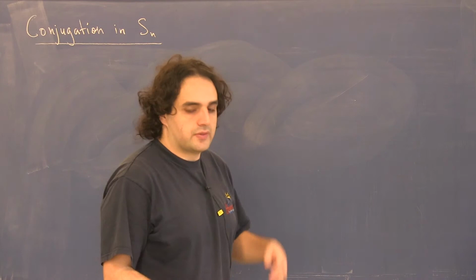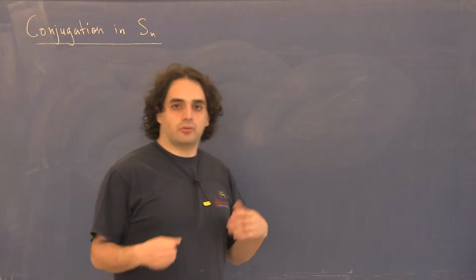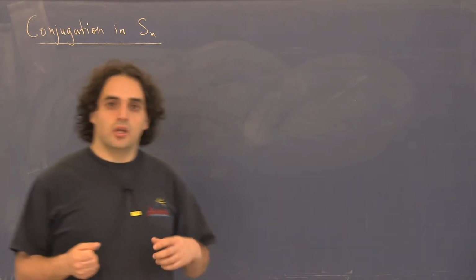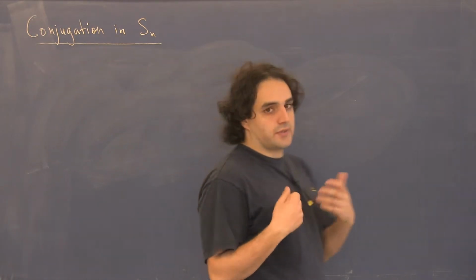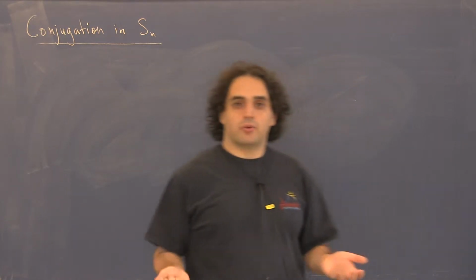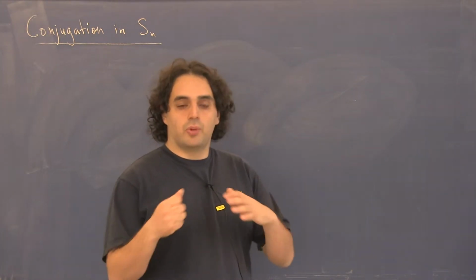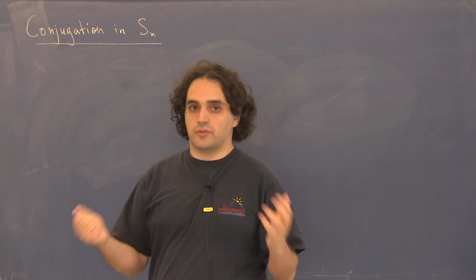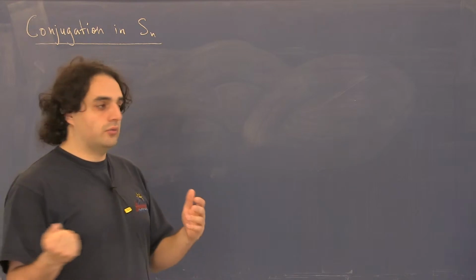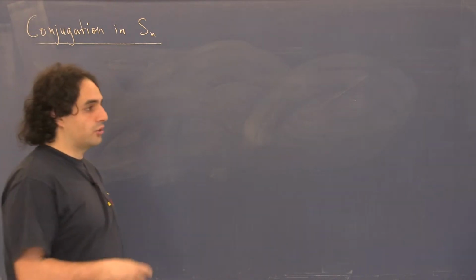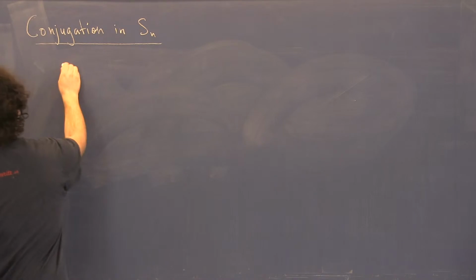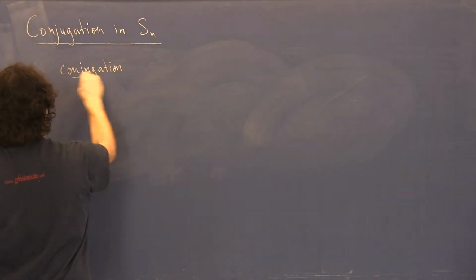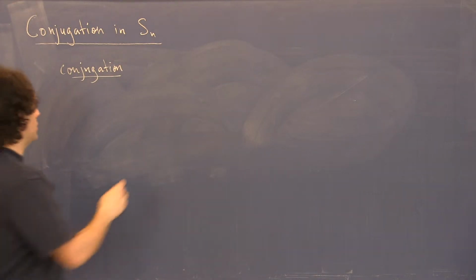Okay, so this lecture is going to be about conjugation in Sn, the symmetric group on n letters. We have seen before what the symmetric group is, and that every permutation in the symmetric group has a particularly nice and unique decomposition into disjoint cycles. On the other hand, we have seen in a previous lecture the general definition of conjugation. This was one of the fundamental examples of a group action.